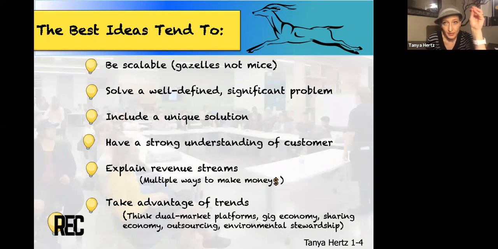Include a unique solution to a problem. There's nothing totally new under the sun. This is not an inventing class. You don't have to be the only one in a particular space. In fact, it's not necessarily a good thing to be the only one in a space, because then you have to convince people that there is a need. You can't find early adopters because they don't exist yet. But that being said, you don't want to be exactly like everybody else, okay?